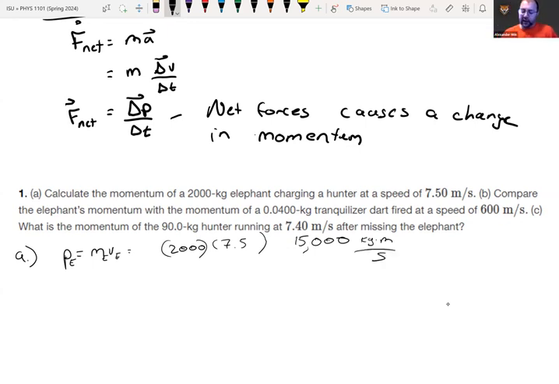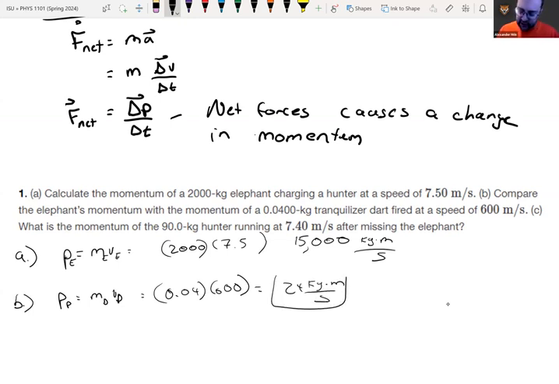Okay. And then for part B, it's compare the momentum with a tranquilizer dart. So momentum of the dart equals mass of the dart times velocity of the dart. It's equal to 0.04 times 600. And that is just going to give you 24 kilogram meters per second. So that dart doesn't come anywhere near the amount of momentum that the elephant has. Its kinetic energy is probably closer, but not nearly the amount of momentum.